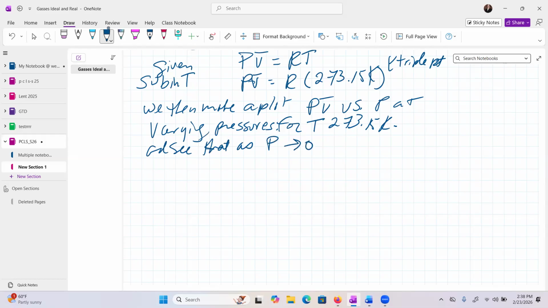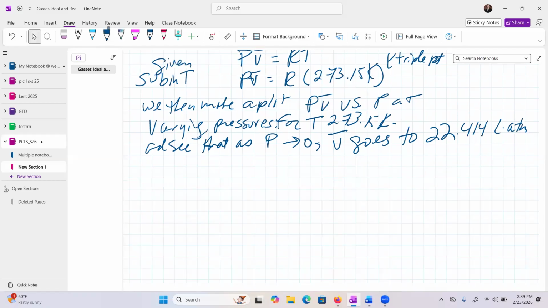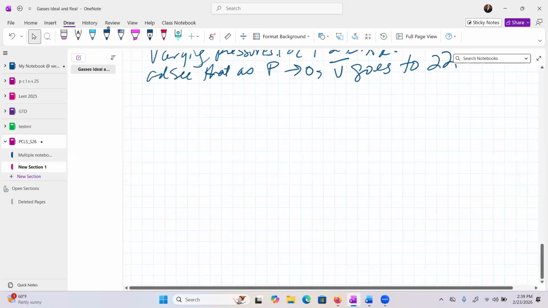So as the conditions get increasingly ideal, right? Because when the pressure is equal to 0, that is the ideal condition. Okay, 22.414. Have you seen this number? Liter atmosphere. Have you seen this number before? Do you remember this one? This is the volume of an ideal gas. But why? You probably use this number in your Gen Chem calculations. I used to teach Gen Chem.